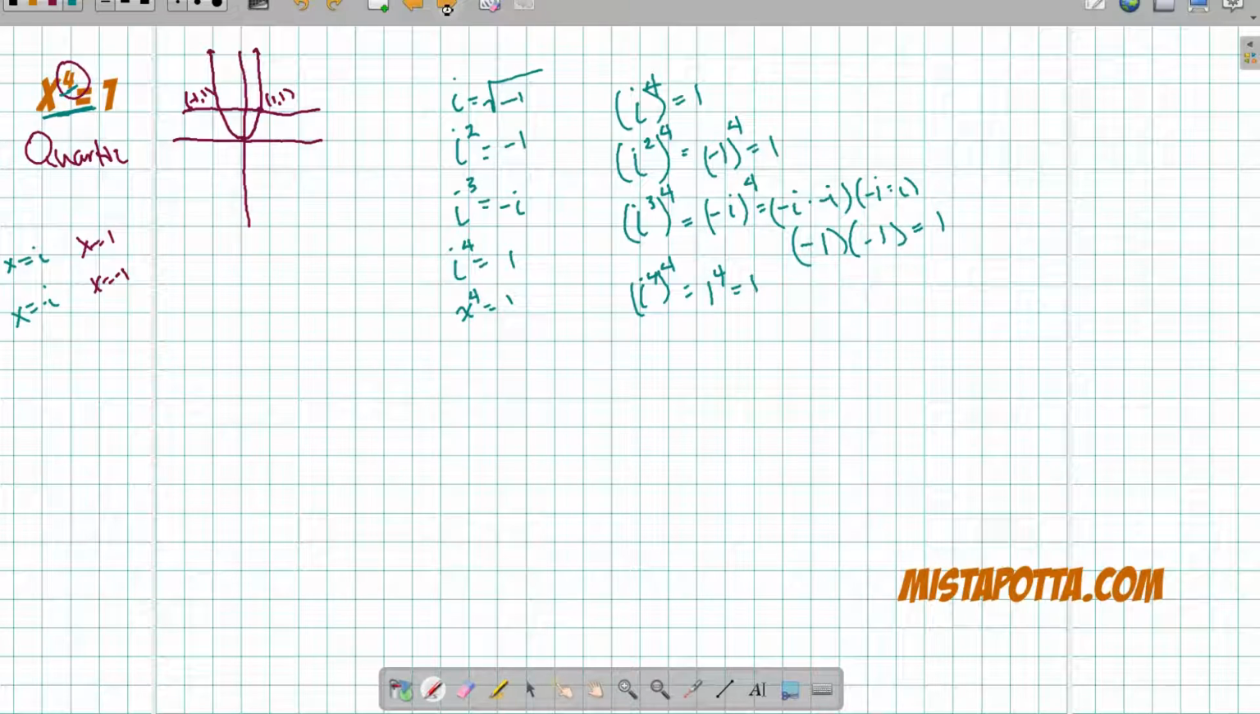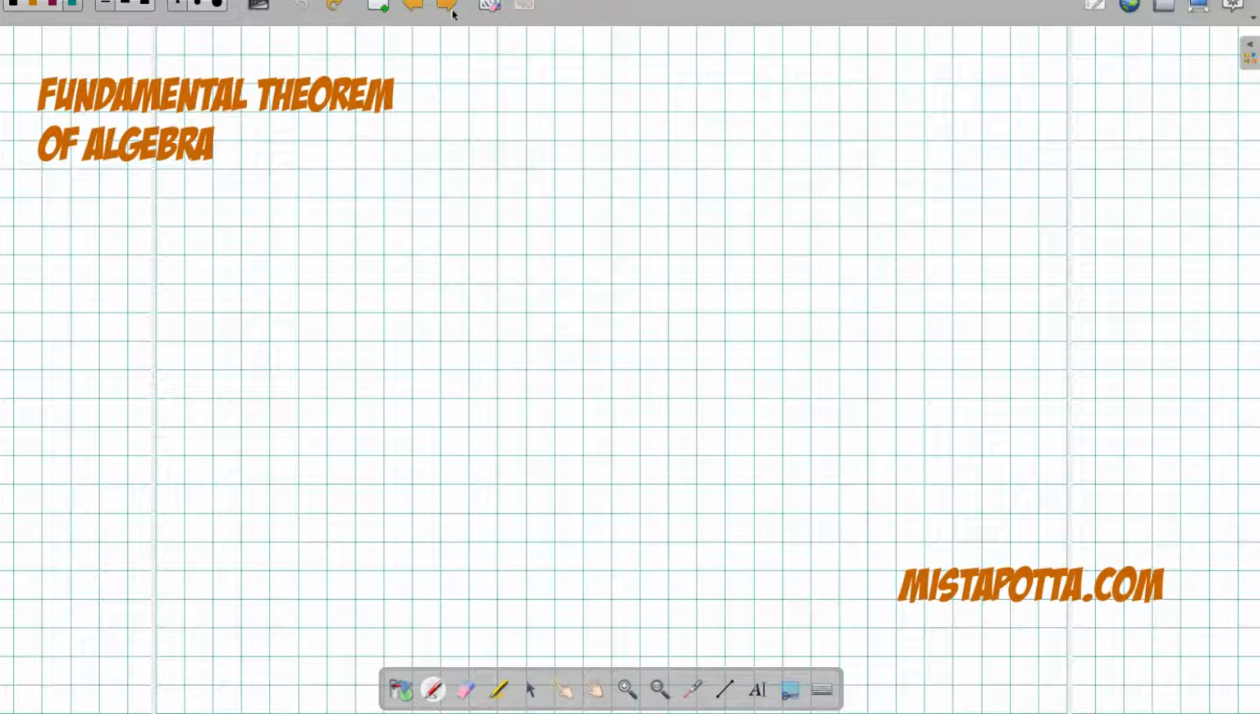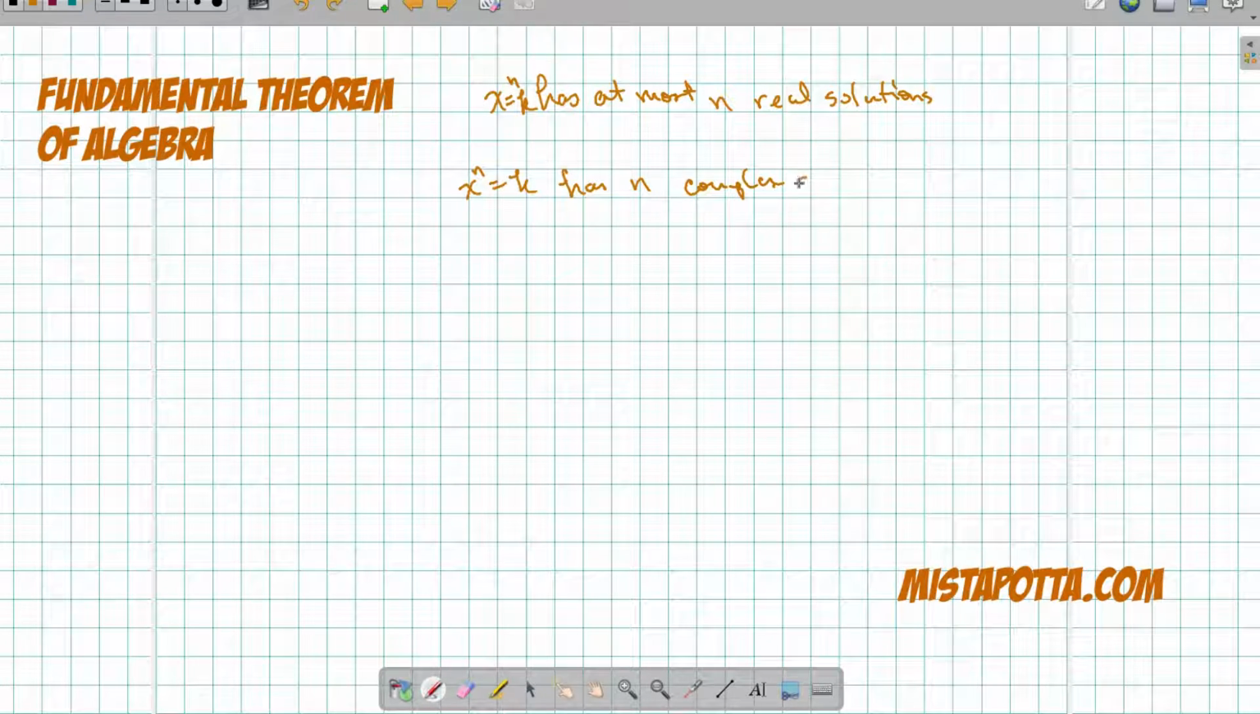And this actually leads us to the idea of the fundamental theorem of algebra. Normally we see it written as x to the n equals k has at most n real solutions. But in reality, what we have is that x to the n equals k has n complex solutions.